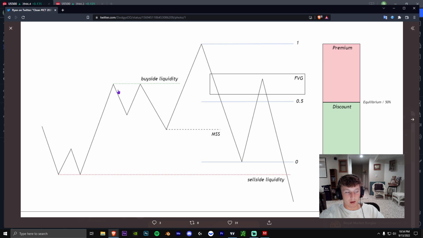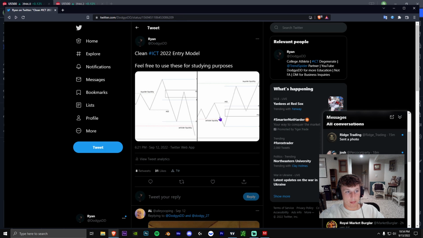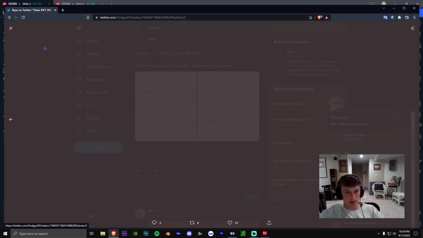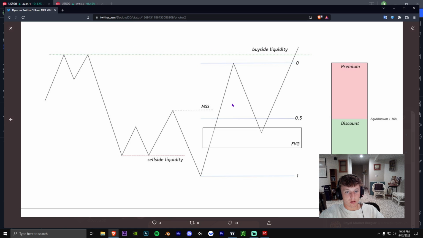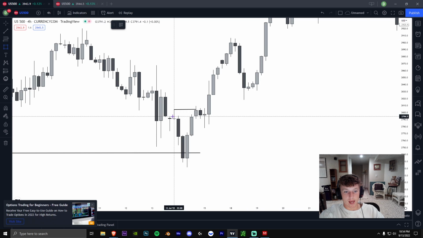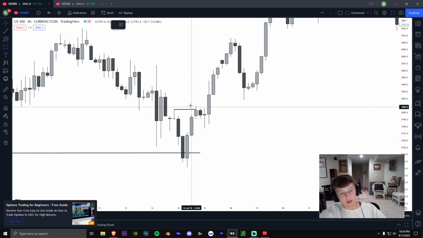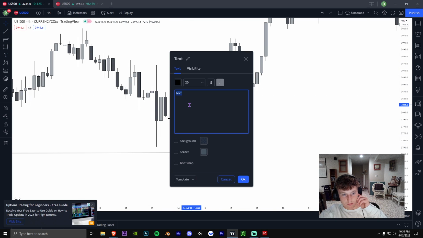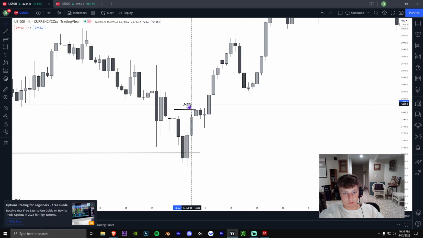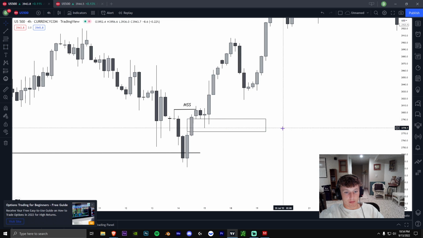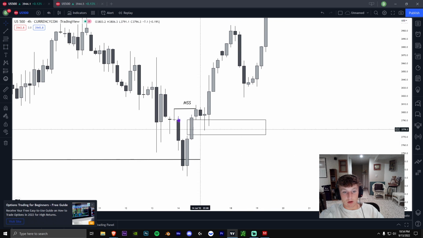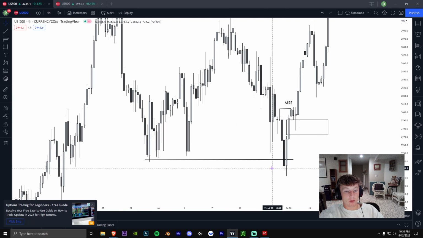I should probably have the buy model on. Give me 1 second. Okay, so this is the MSS. We go over this last lower high, so I'll label this as MSS. And look, it retraces into this fair value gap. And look what it does when it gets in this fair value gap. It bounces out.